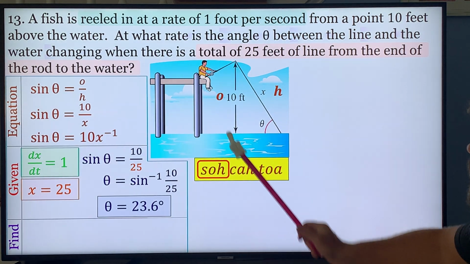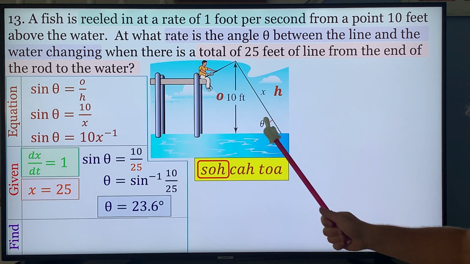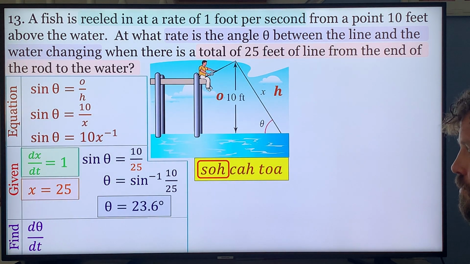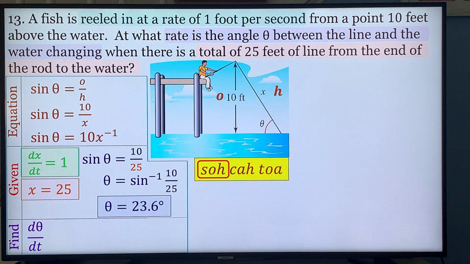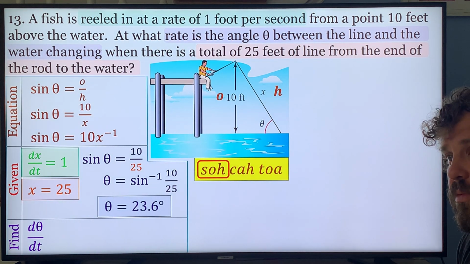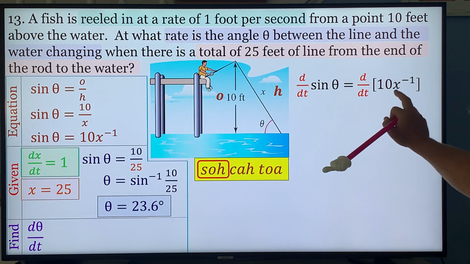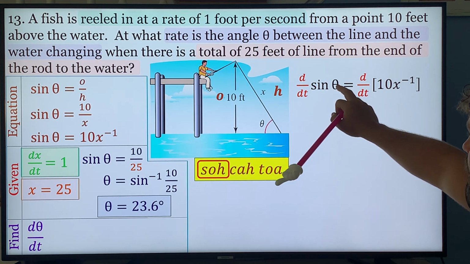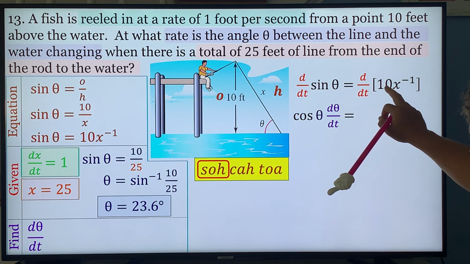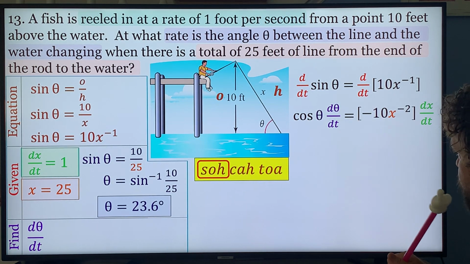All right. What are you finding? What rate is the angle of the line and the water changing? Angle changing is d theta dt. All right, so this isn't really that bad. See, it's like using the other one. The other one, I went really maximum difficulty on the other one, just to see. Very challenging for you. Derive sine, derive sine inverse of x. Derivative of sine is cosine. So this becomes cosine theta d theta dt. This becomes 10 times -1 x to the -2 dx dt.